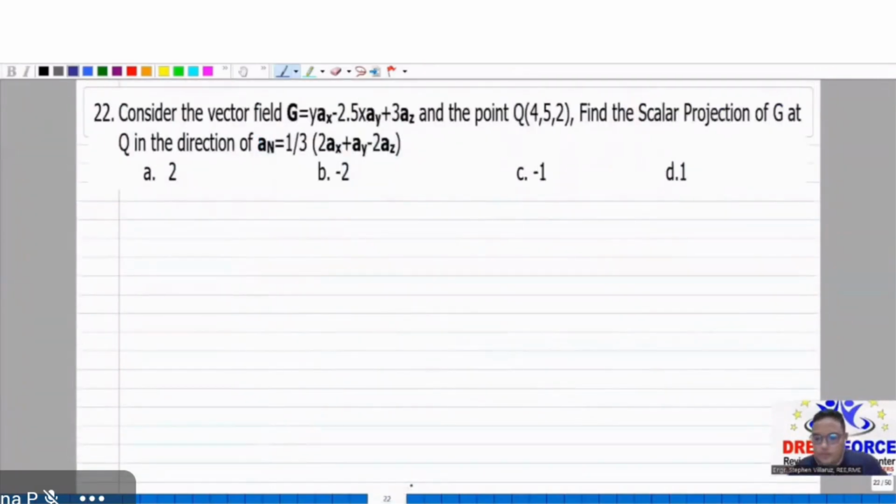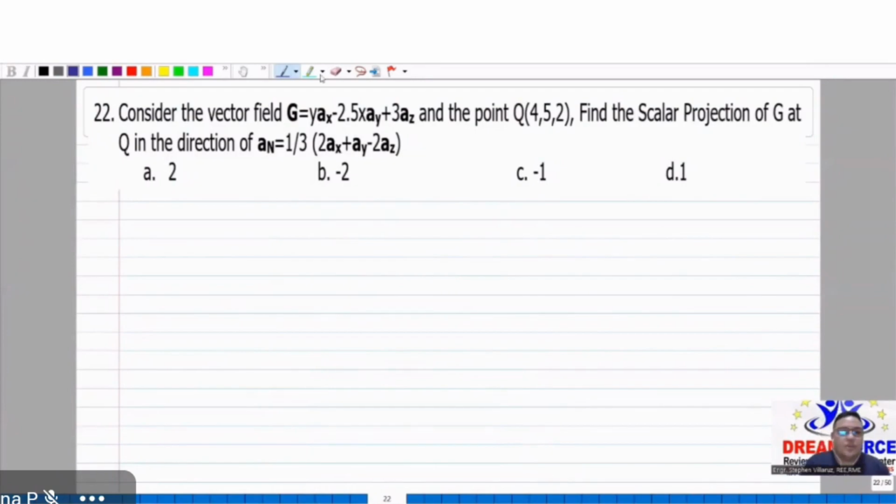Next na tayo, number 22. Consider the vector field G = yAx + 3Ac and the point Q(4, 5, 2). Find the scalar projection of G at Q in the direction an, where an = 1/3 (2Ax + Ay - 2Az).